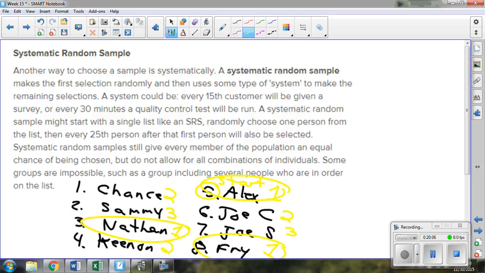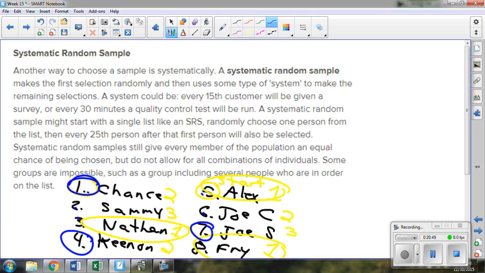Everybody has an equal chance, and we can still describe the groups: every group is of size 3, and we'll pick 1 group. Well, suppose Chance actually got picked for the starting spot. Then we'd go group 1, group 2, group 3, group 1. Group 2, group 3, group 1. Everybody would still have the same chance of getting selected. It just depends on whether you wind up getting selected in that starting position. Something like this is a systematic random sample.